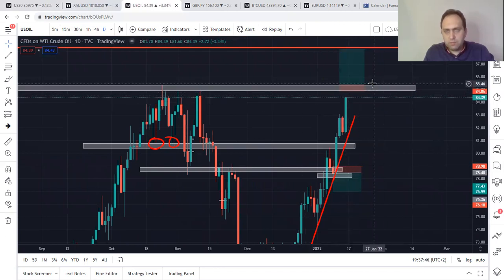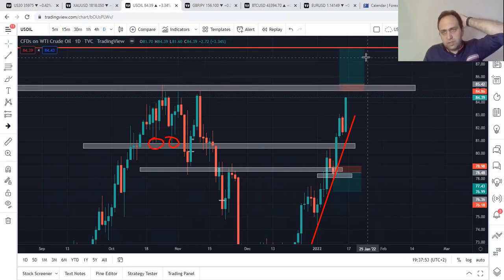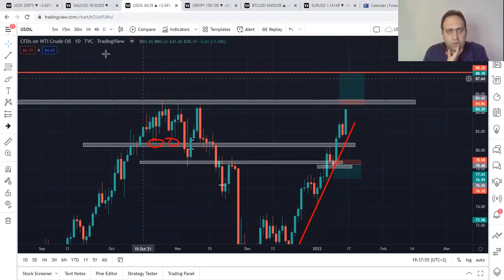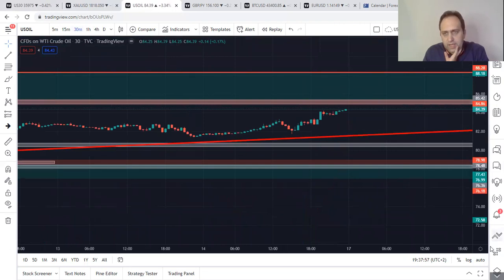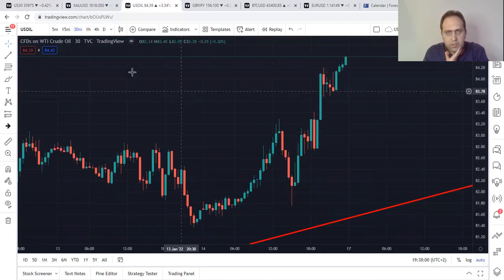So I will stick to the same buy here 85.43 and then with the stop loss 84.80, and then the TPs that we put. But for the sell I have to go to the lower time frame to identify this support area which is very important.